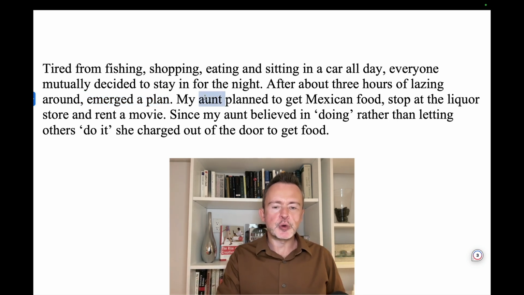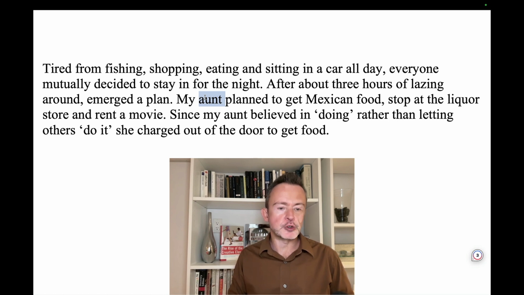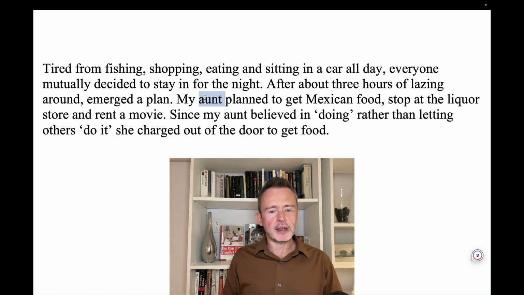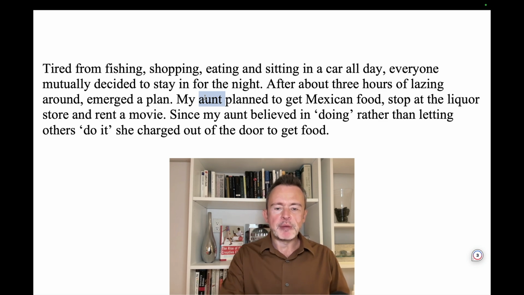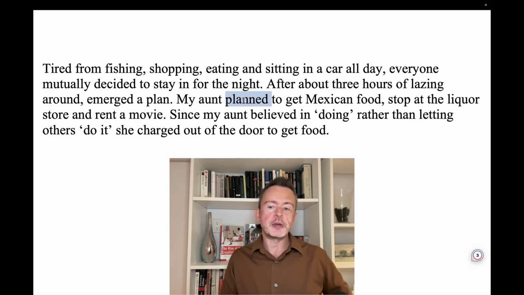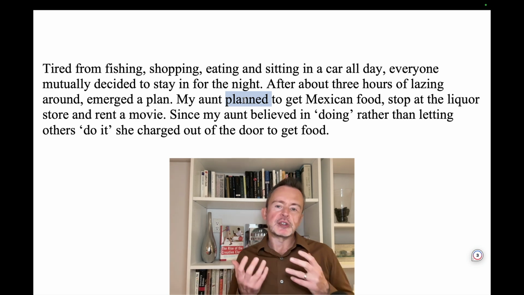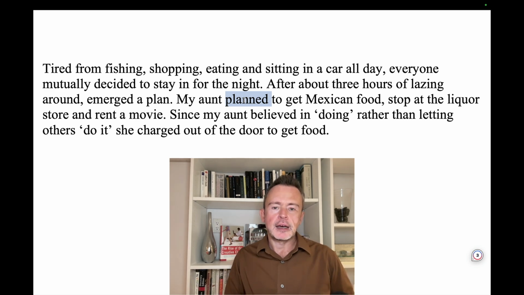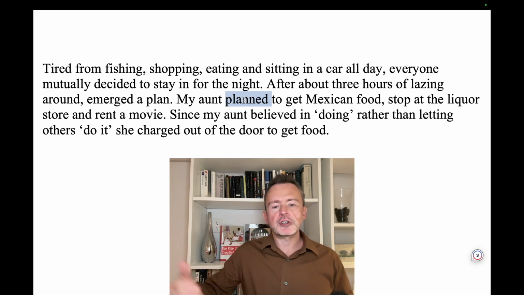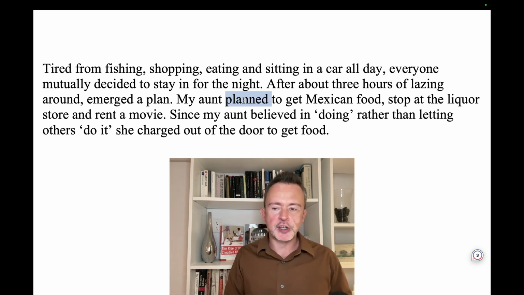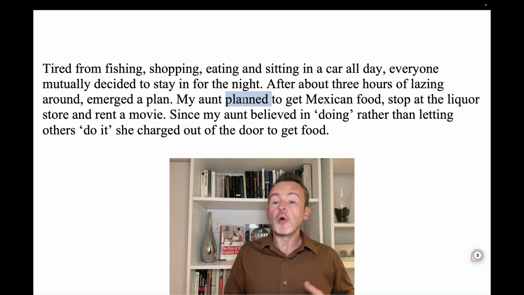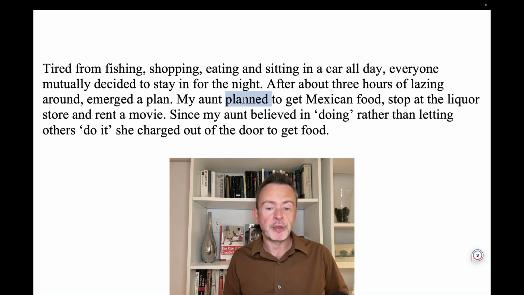Now, we do get an individual here. My aunt planned to get Mexican food, stop at the liquor store, and rent a movie. That's a little more detailed, right? Now, what does that mean by plan? Did she say that to you? Can we get some dialogue in there where she's actually talking about this? Or is she mad at everybody else because they're so lazy? What happened? What sparked her to say she was going to go get Mexican food, go to the liquor store, rent a movie? What movie was she thinking of getting?